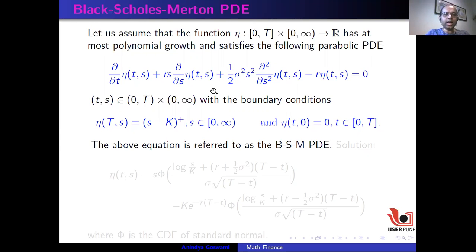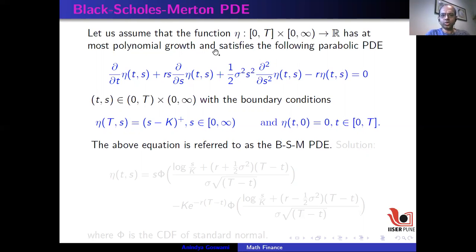Be patient and just forget about that part and just concentrate on what I am presenting here. So let us assume the function eta, which is defined on the time domain and the space domain. Time 0 to capital T, and the space domain is closed 0 to infinity here, and it is continuous, and differentiable in the interior, and that has at most polynomial growth.